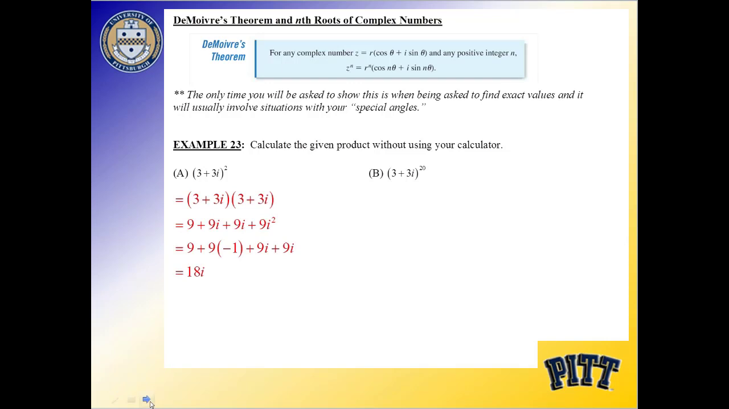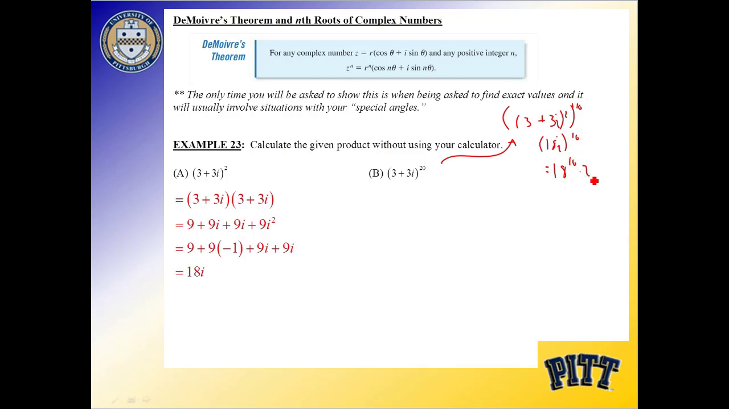And, if I wanted to, just to make my life a little easier, I could say that this is the same thing. One way of handling this would be to look at this and say, well, that's 3 plus 3i squared raised to the 10th. And then, since I know that 3 plus 3i squared is 18i, I'd have 18i to the 10th power, which is a pretty big number. You're going to need scientific notation.